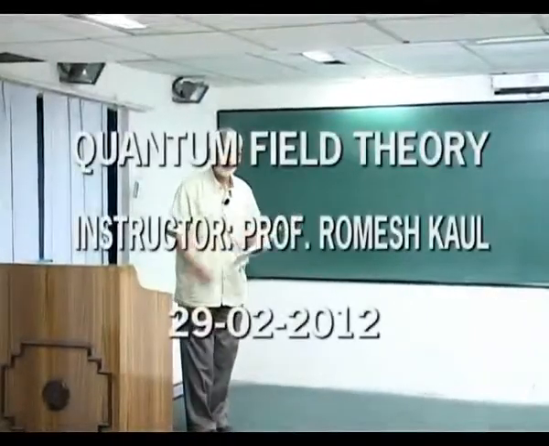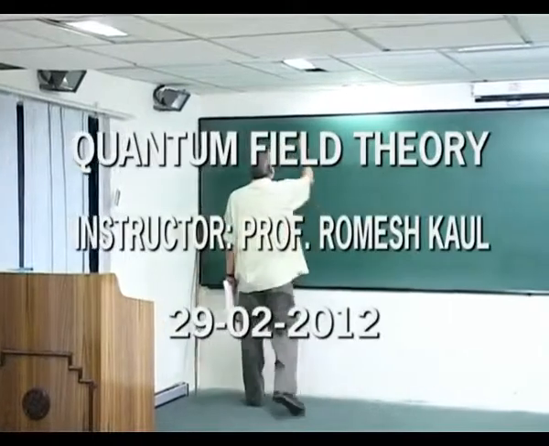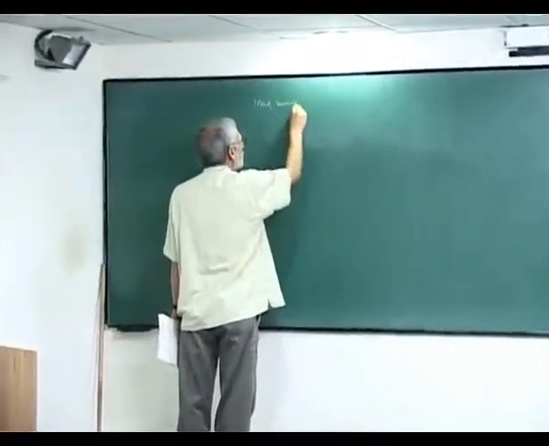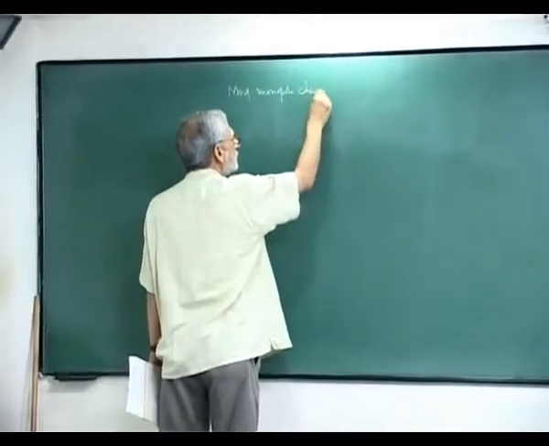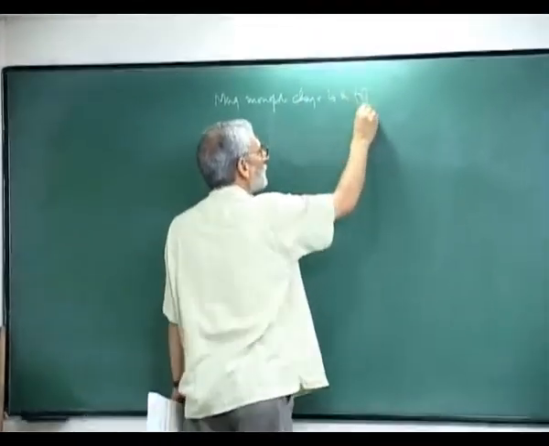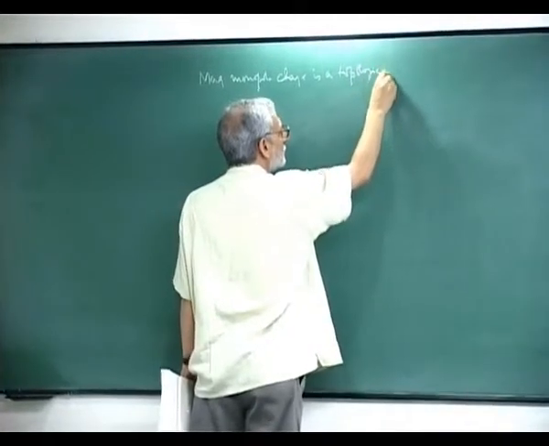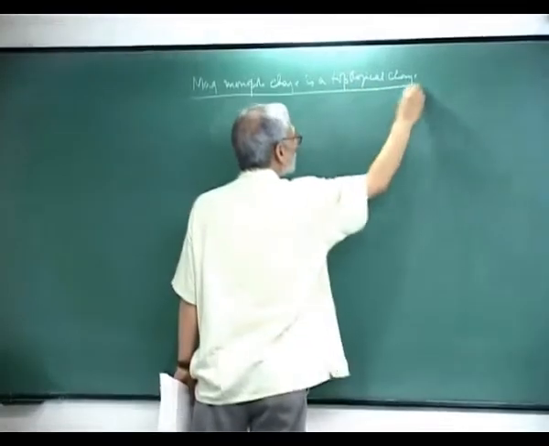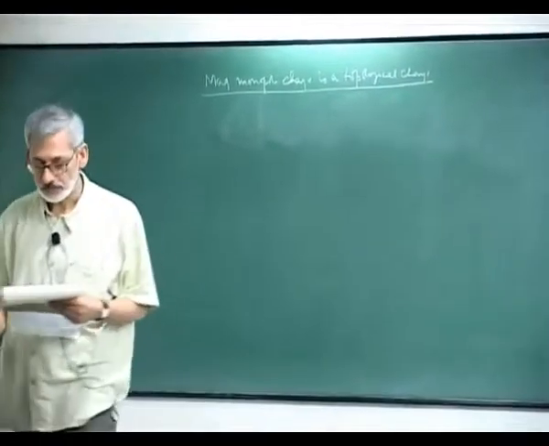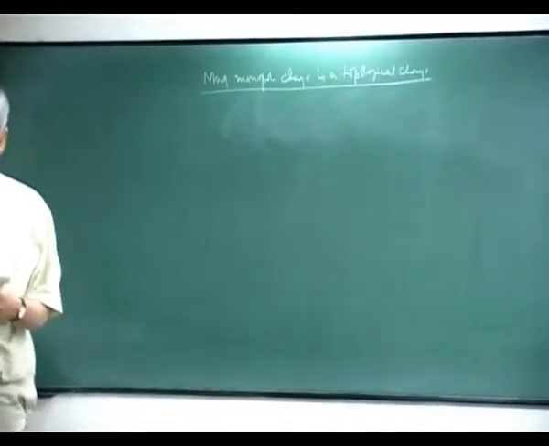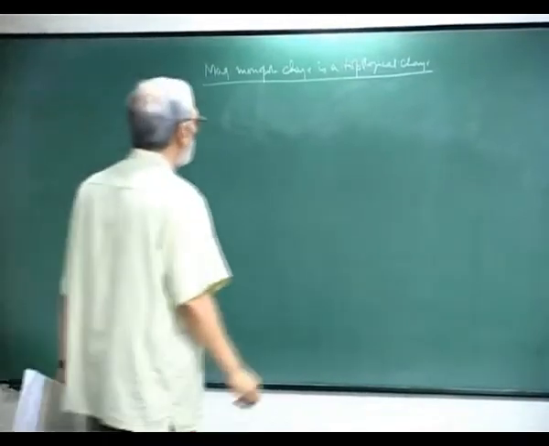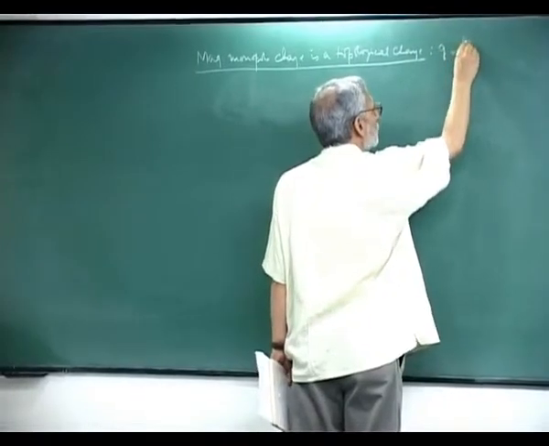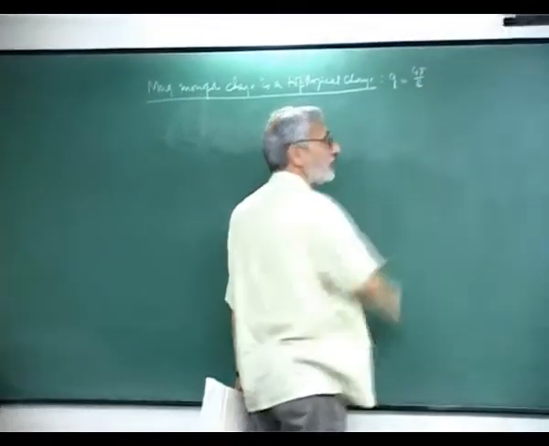Okay, today we'll discuss magnetic monopole charge, which is a topological charge. And my magnetic monopole charge, what was? Charge g was given by 4 pi by e.